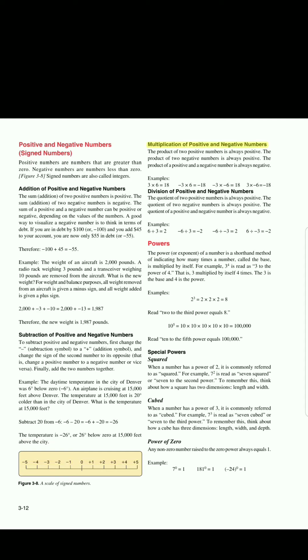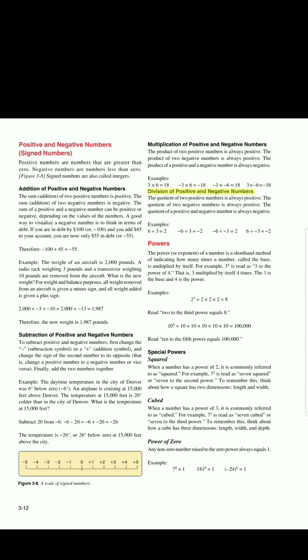Multiplication of positive and negative numbers. The product of two positive numbers is always positive. The product of two negative numbers is always positive. The product of a positive and a negative number is always negative. Examples. 3 times 6 equals 18. Minus 3 times 6 equals minus 18. Minus 3 times minus 6 equals 18. 3 times minus 6 equals minus 18.